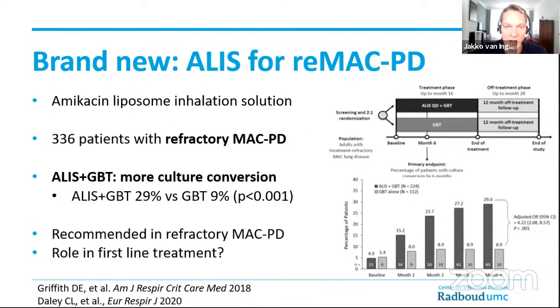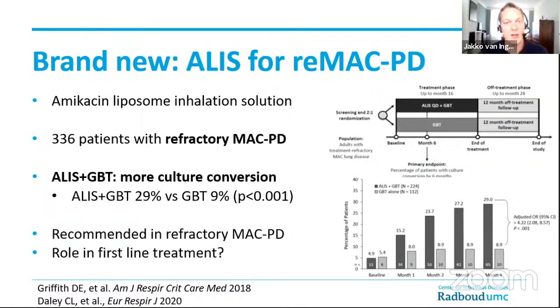Culture conversion rates in the group that started on amikacin was 29% versus only 9% in those who didn't. And you have to realize some of these patients had been on treatment for years before going into this trial. So maybe future studies will show slightly better figures. But it is now in the guideline for patients who have failed on at least 6 months of guideline-based therapy to add this drug to their regimen.